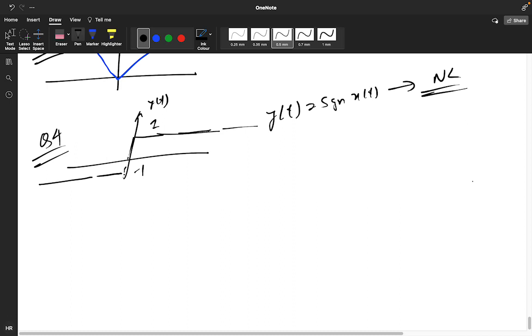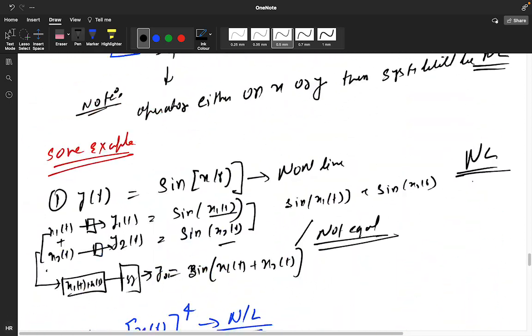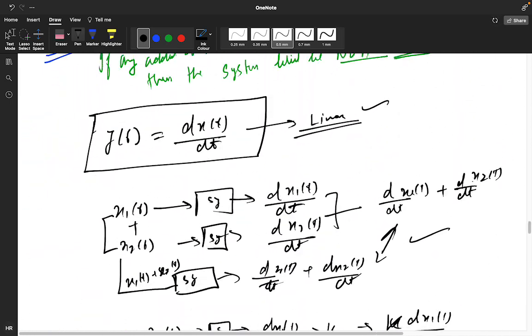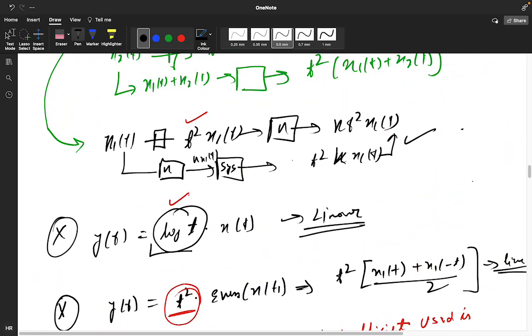So this was the concept of linearity and non-linearity. Any doubt, guys, in this? Till now, any doubt? Clear. Okay, fine. So practice these things by yourself, then only you will understand. We have completed almost 125 pages. Now we will go for time variant and time invariant tomorrow.